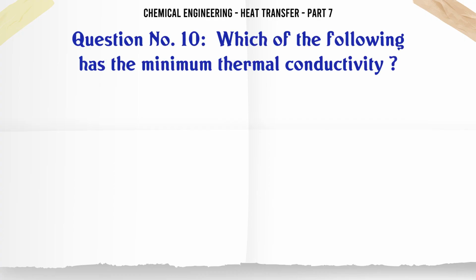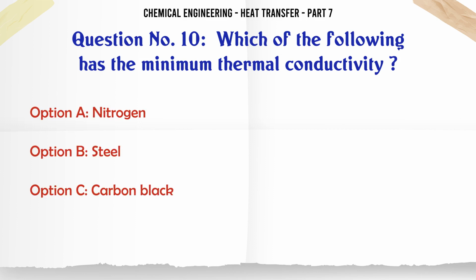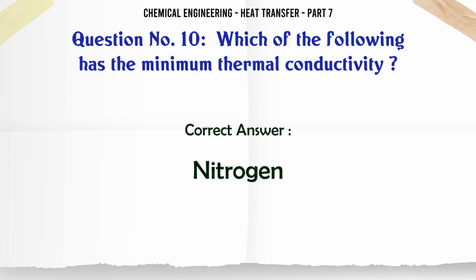Which of the following has the minimum thermal conductivity? A. Nitrogen. B. Steel. C. Carbon black. D. Tar. The correct answer is nitrogen.